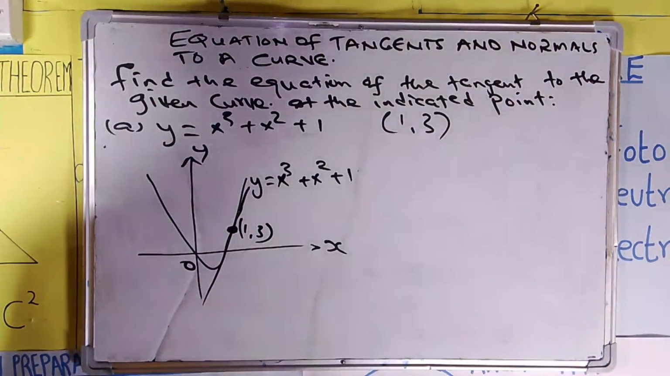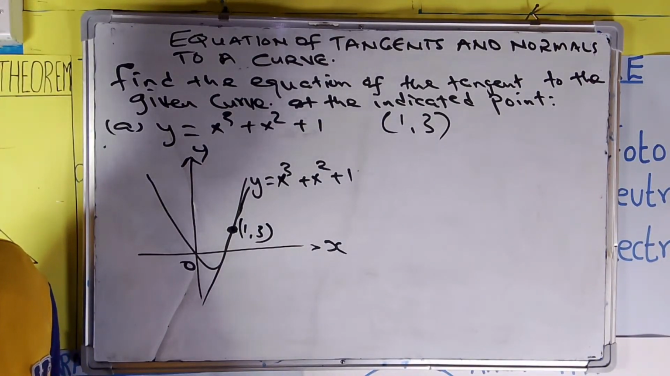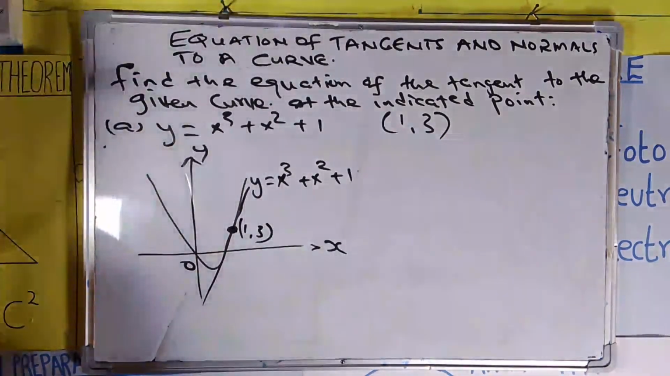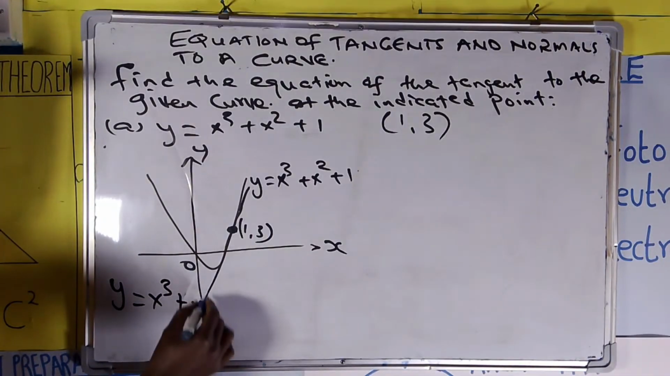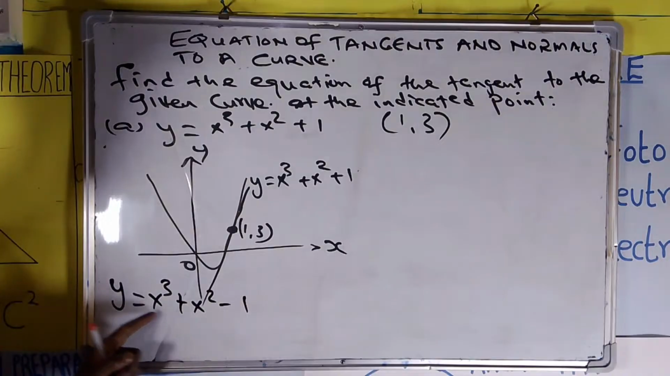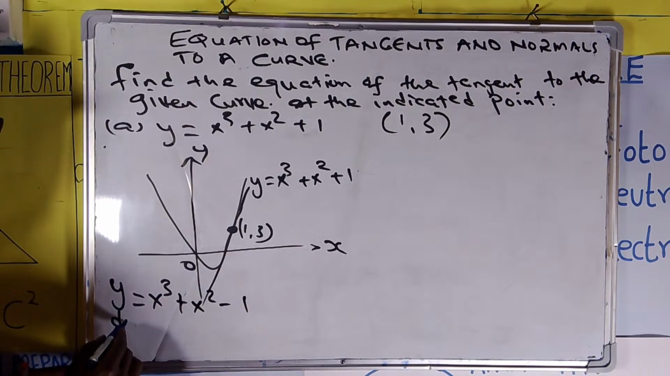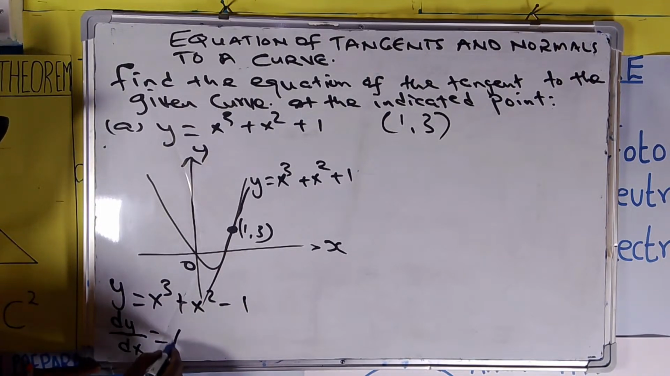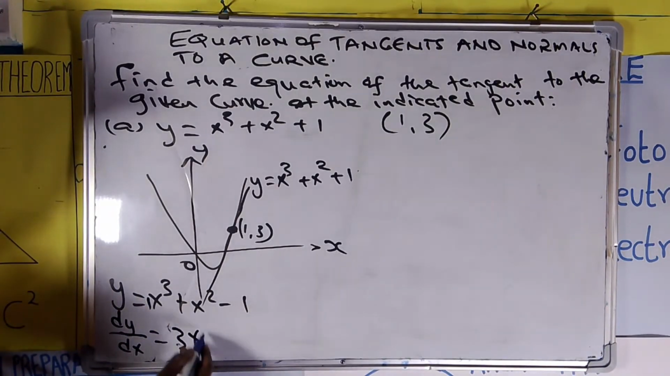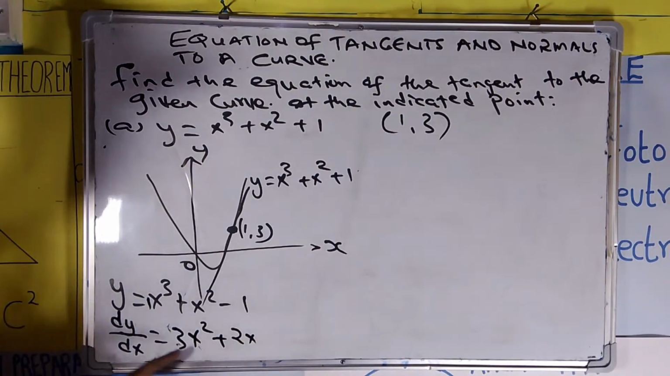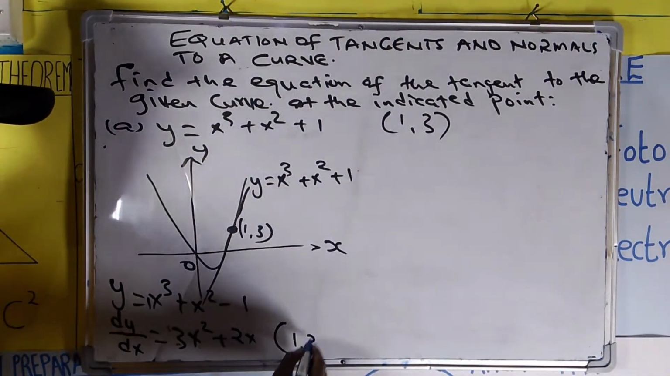Our tangent, we said, is a straight line. So for us to determine the equation of that tangent, we have y is equal to x cubed plus x squared plus 1. We will find the gradient function of this. So dy over dx is equal to 3x squared plus 2x.